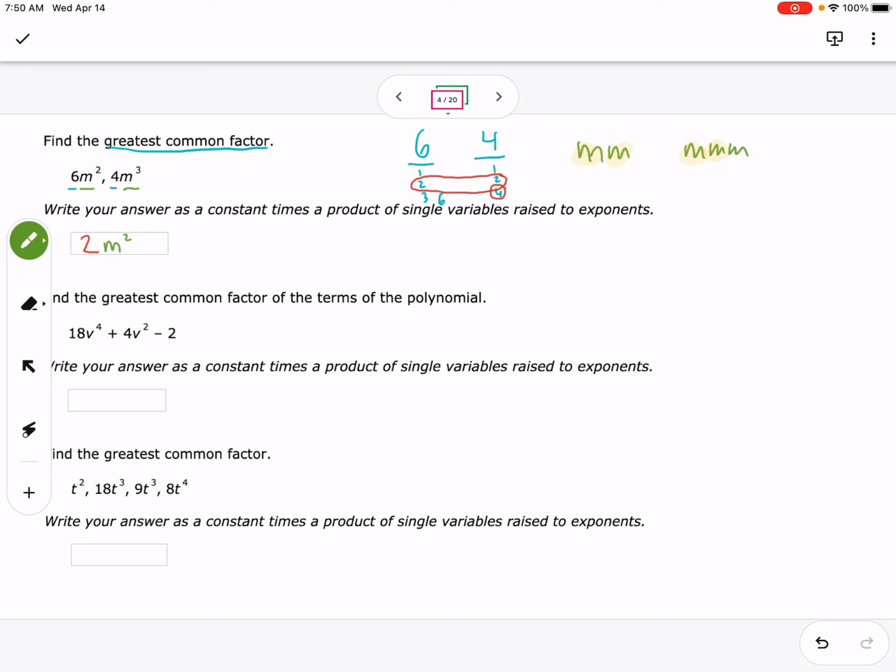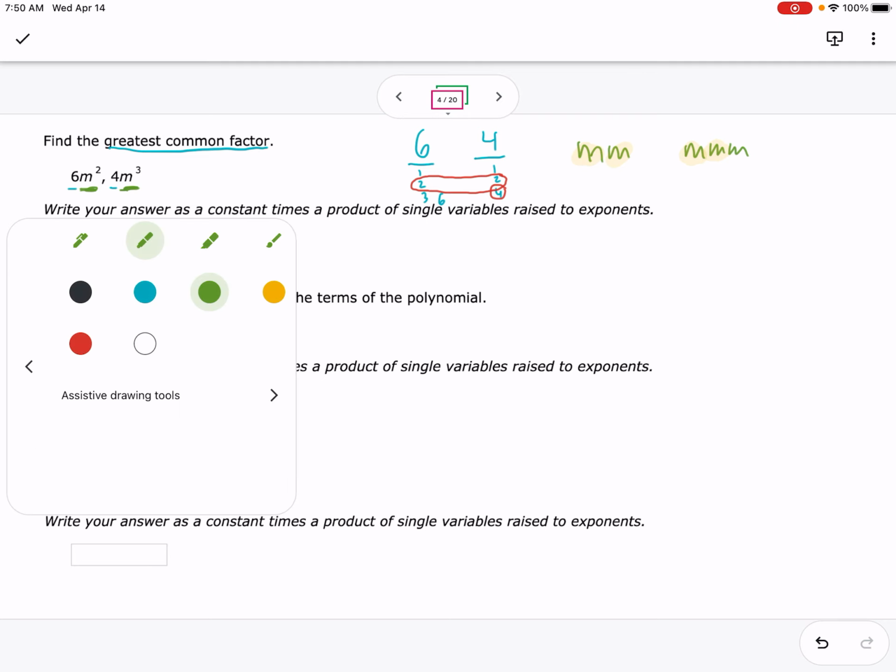And the reason is, m squared I can multiply by 1 and get m squared, or m squared I can multiply by m and get m to the 3rd, right? So it's the same idea as the number. I'm looking for what are these factors that they have in common. Okay, let's look at another one.